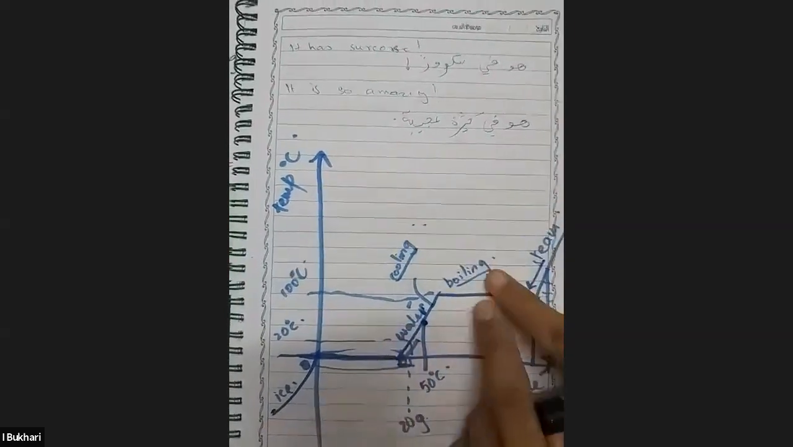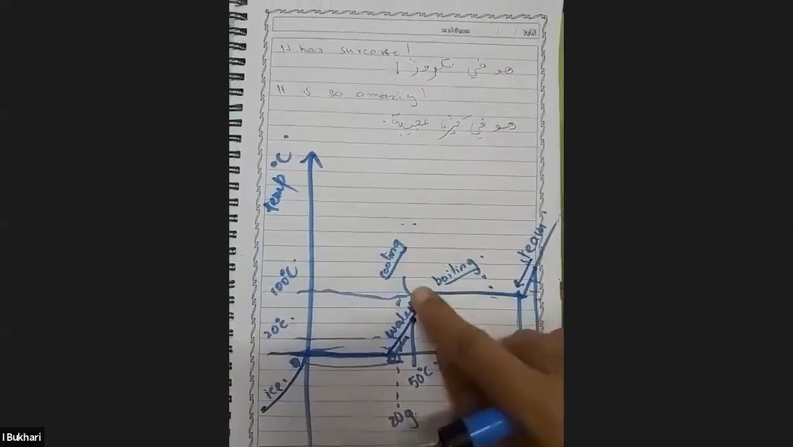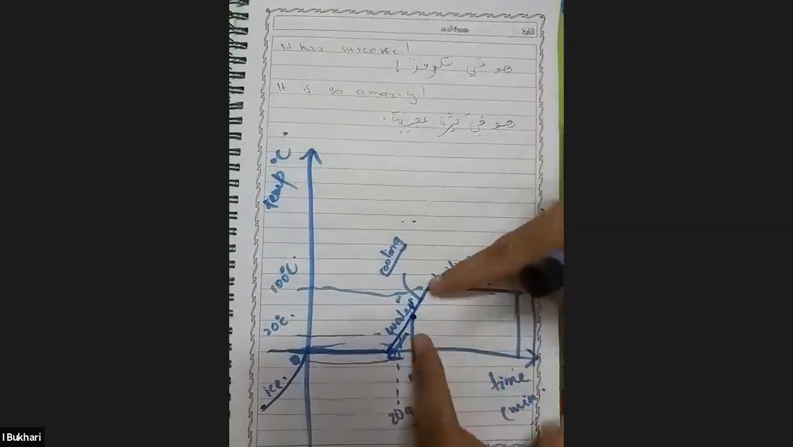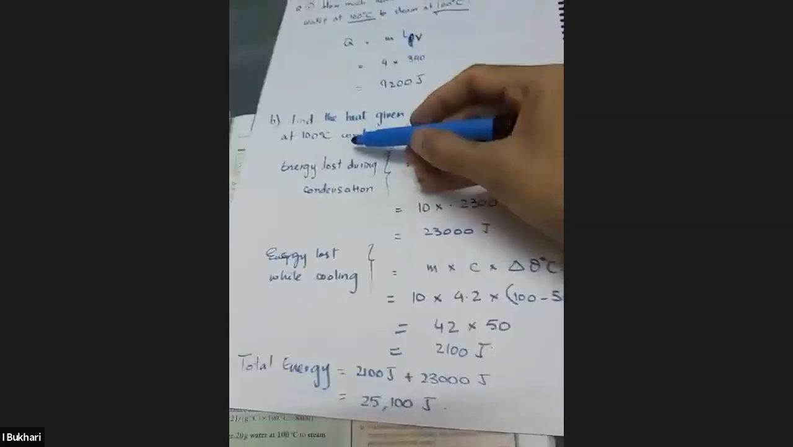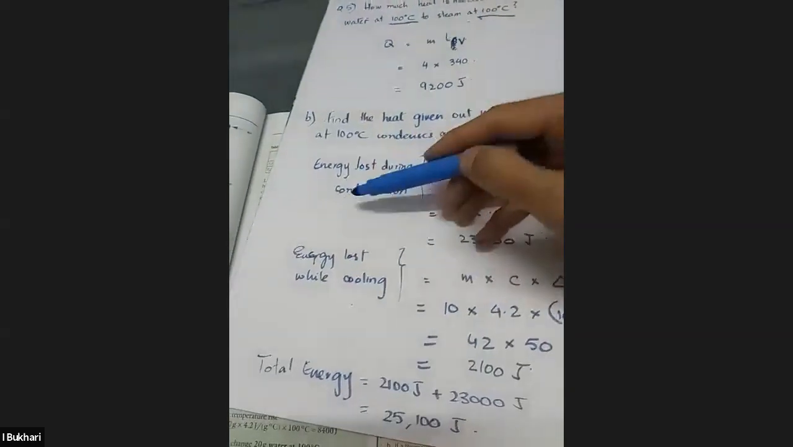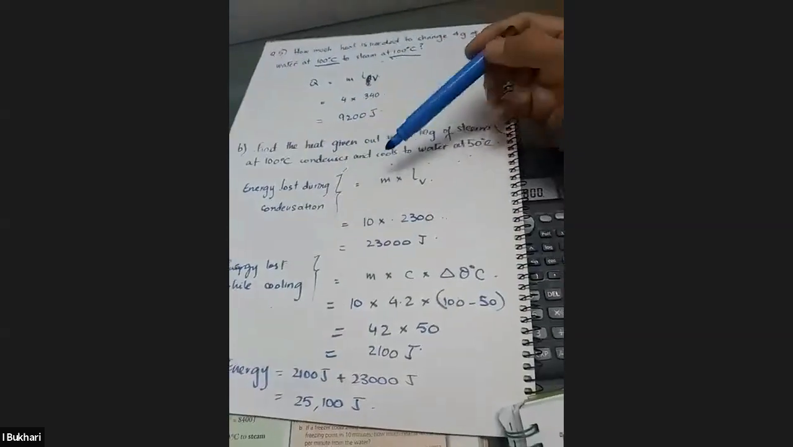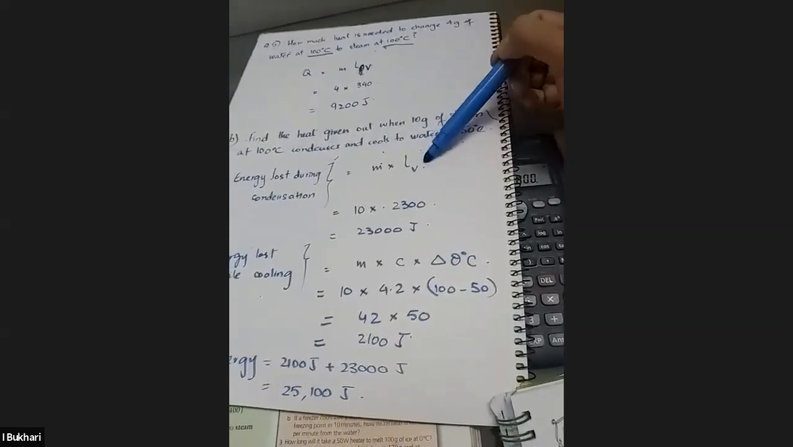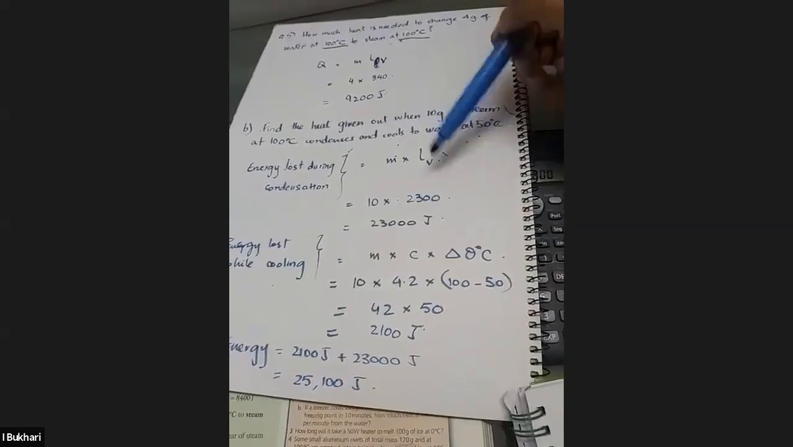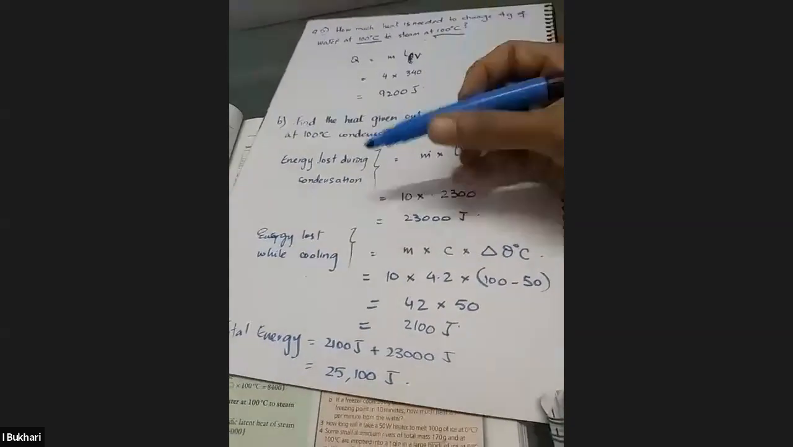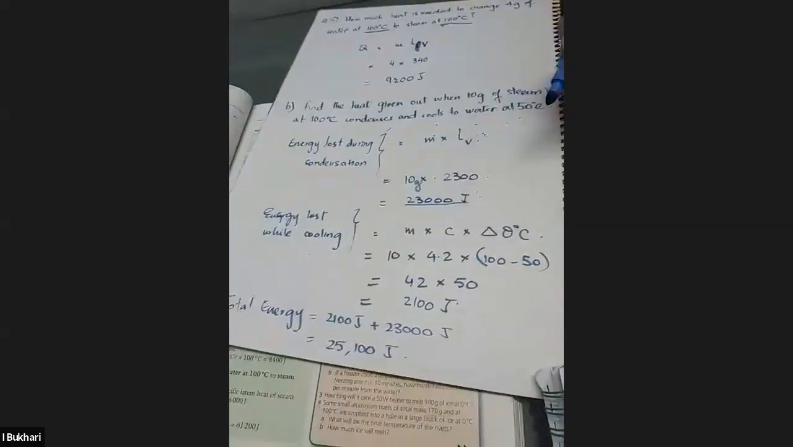Because I'm going this way, I will call it condensation and then cooling. So there are 2 processes: energy lost during condensation and energy lost while cooling. For condensation, simple, multiply the mass by the latent heat of vaporization, because condensation is just the opposite of vaporization. So 10 grams multiplied by the latent heat of vaporization, I get this.